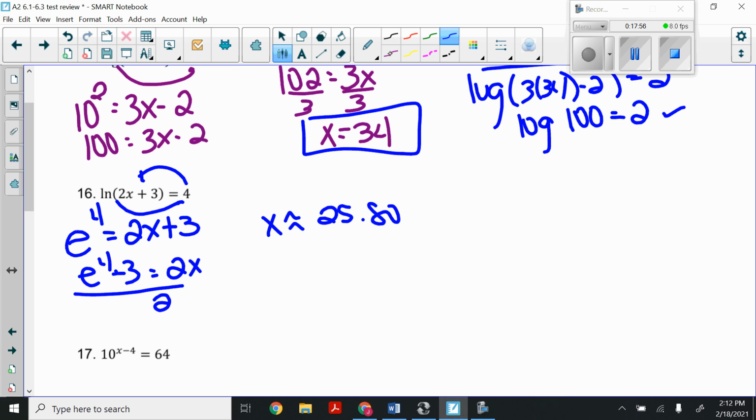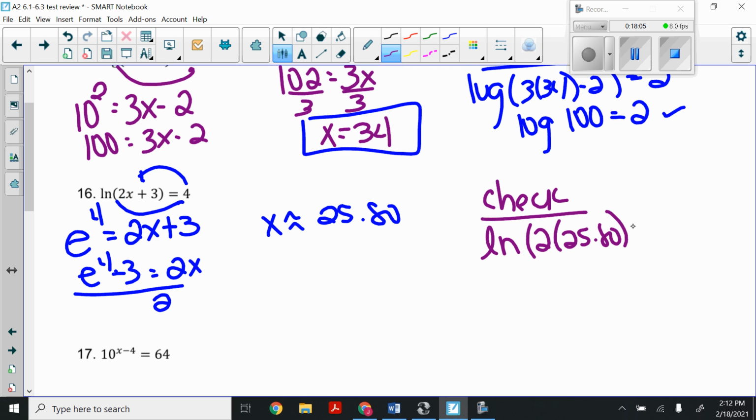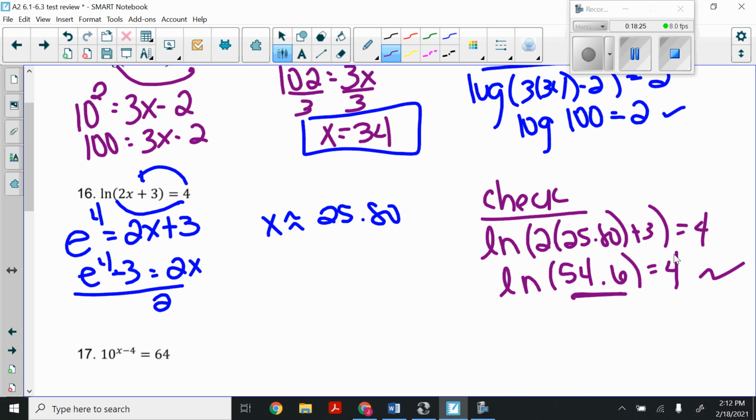25.80. And to check my answer, because I started out with a logarithm, so ln of 2 times 25.8 plus 3 equals 4. So I get the natural log of 54.6 is equal to 4. I can type that in my calculator to check that. And I just have to remember that I'm not going to get this exact number of 4 because this has been rounded. And so, yes, this checks out. x is approximately 25.8.